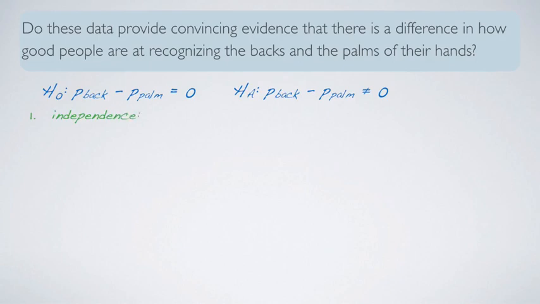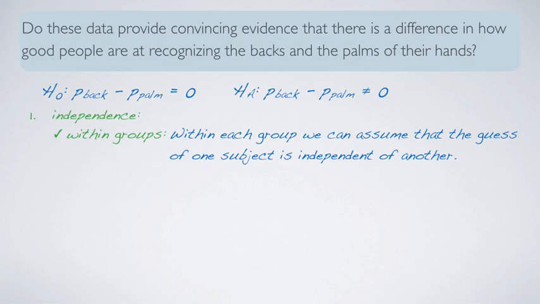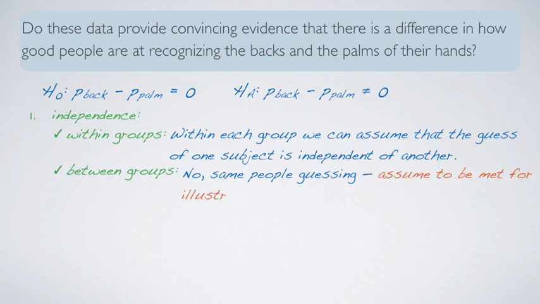The first one is independence, and when we're looking for within group independence, within each group we can assume that the guess of one subject is independent of another. So in other words, just because one might be good at it doesn't necessitate that the other is going to be good at it as well. When it comes to between groups though, we have the same subjects that are doing the guessing for the back and the palm of the hand. So this is actually not met. For the time being, we're going to assume it to be met for simply illustrative purposes so that we can actually work through how we would simulate the scenario.